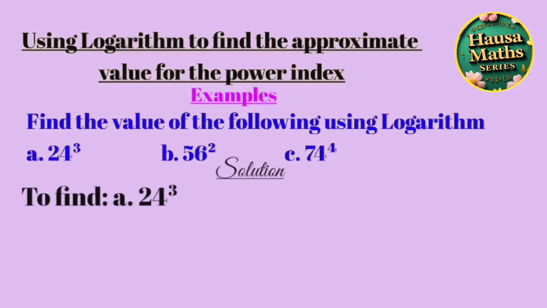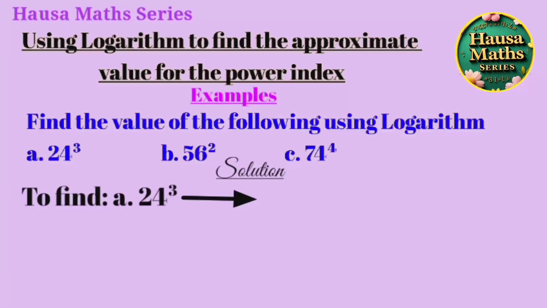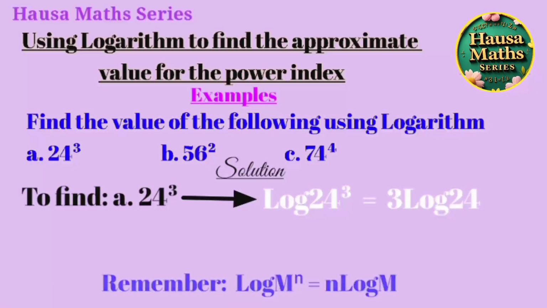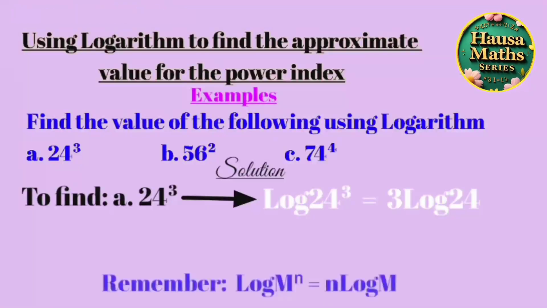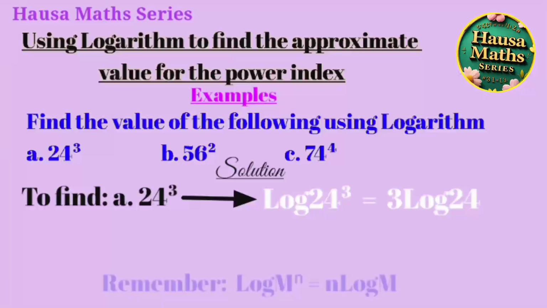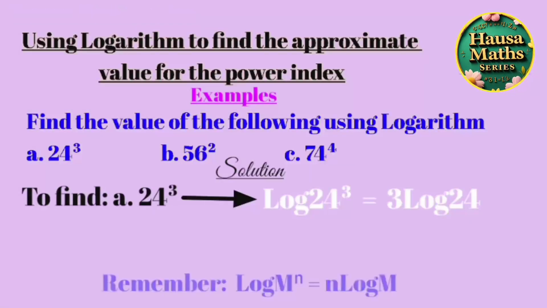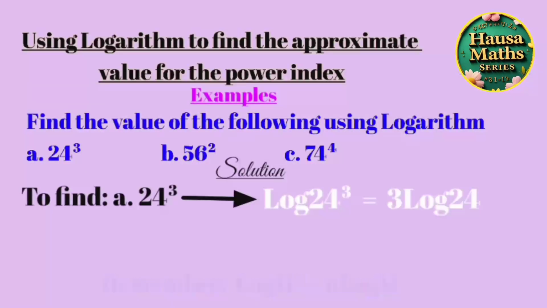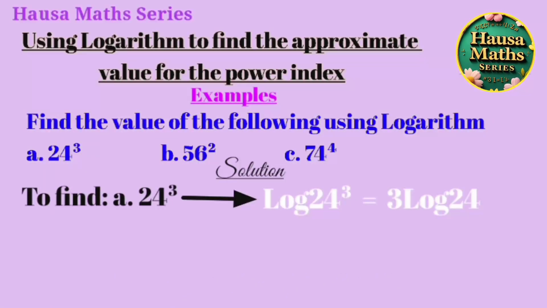Solution. To find a, 24 raised to power 3, we remember the rule of logarithm: log m raised to power n is equal to n log m. Therefore, log 24 to power 3 is equal to 3 log 24. In our first lesson of logarithm, you can get this rule and it is exact. After this, we are going to look for log 24 in the logarithm table.